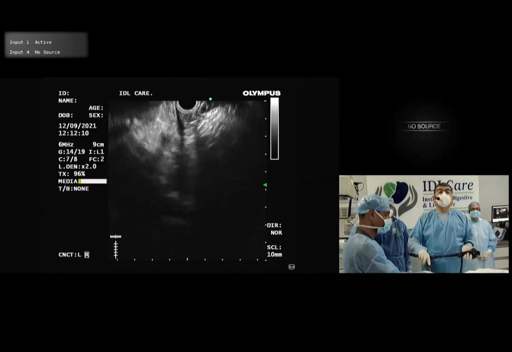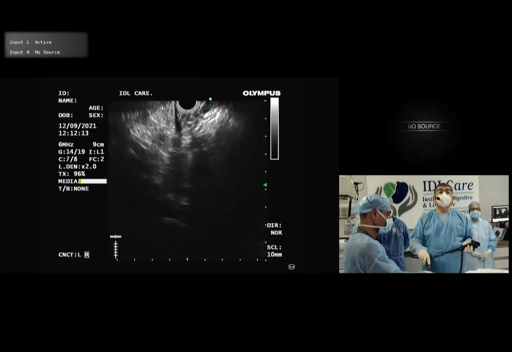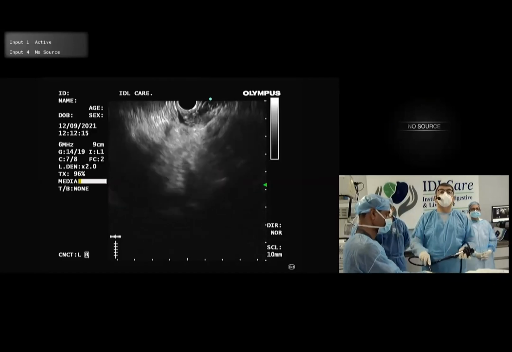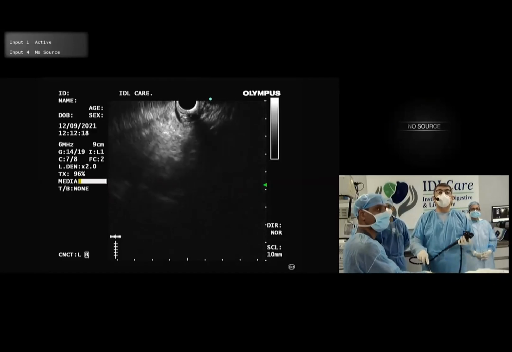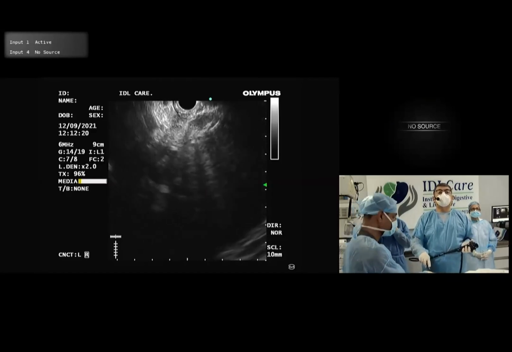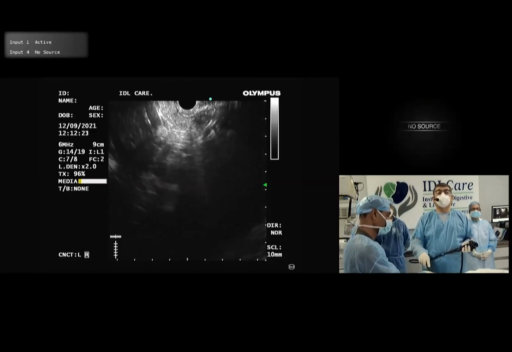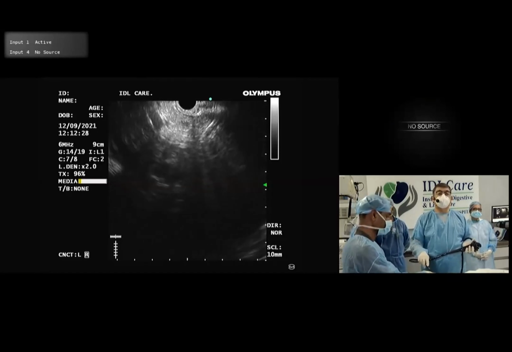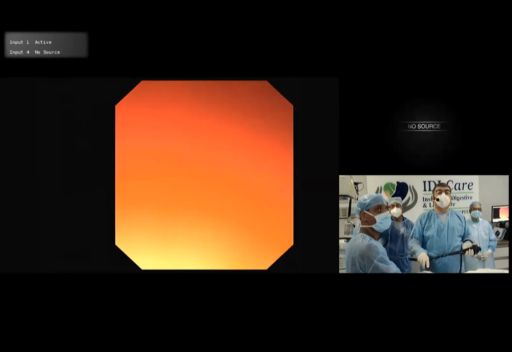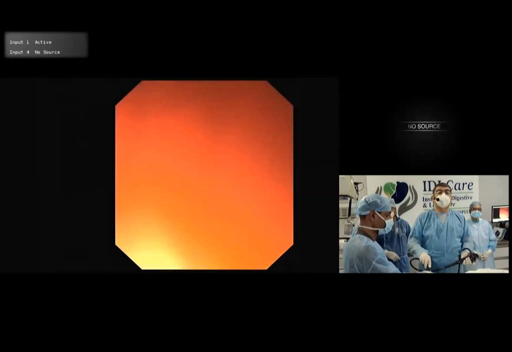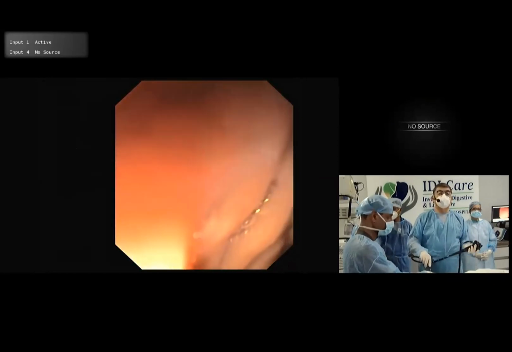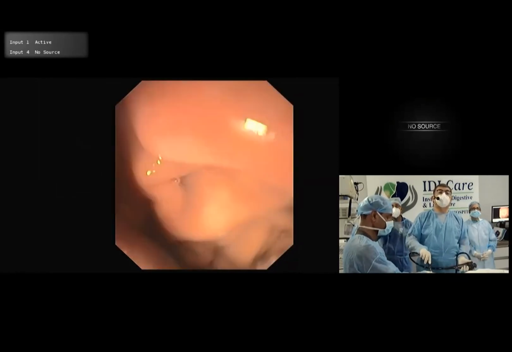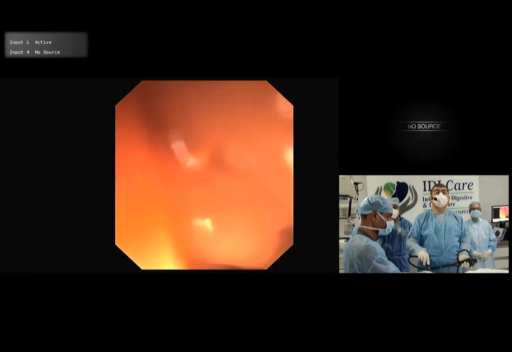And if you are doing lymph node staging, I find this method superior to the traditional method, which only gives you an anterior view or a posterior view. You have to rotate your scope much more in that method. Once I am in the GE junction, I depress my up down and look if there is any fluid. If there is not much fluid, I continue. Otherwise, I suck the fluid. I don't want my patient to aspirate. So this looks okay. So we come back.